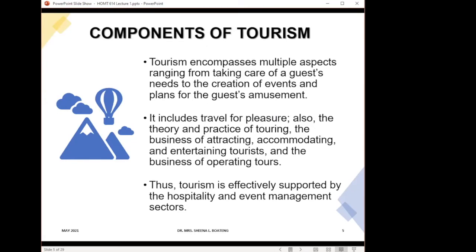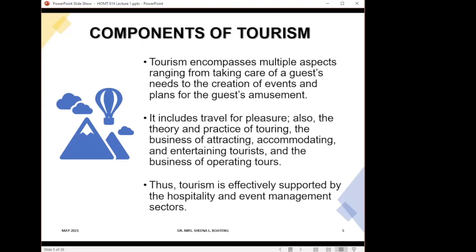So tourism encompasses multiple aspects, right? Which range from taking care of guests, because once you leave your usual environment and you go to another environment, you are essentially a guest in that environment because that's not where you live. So tourism encompasses taking care of guests and their needs. And it also includes the creation of events. Because once you leave your usual environment, you go into this new environment seeking new experiences and with various motives with which people embark on tourism.